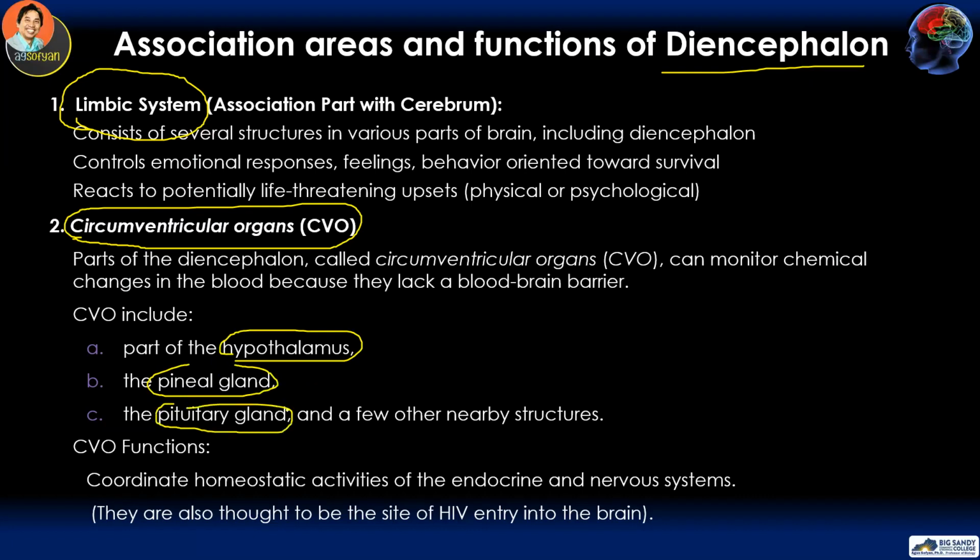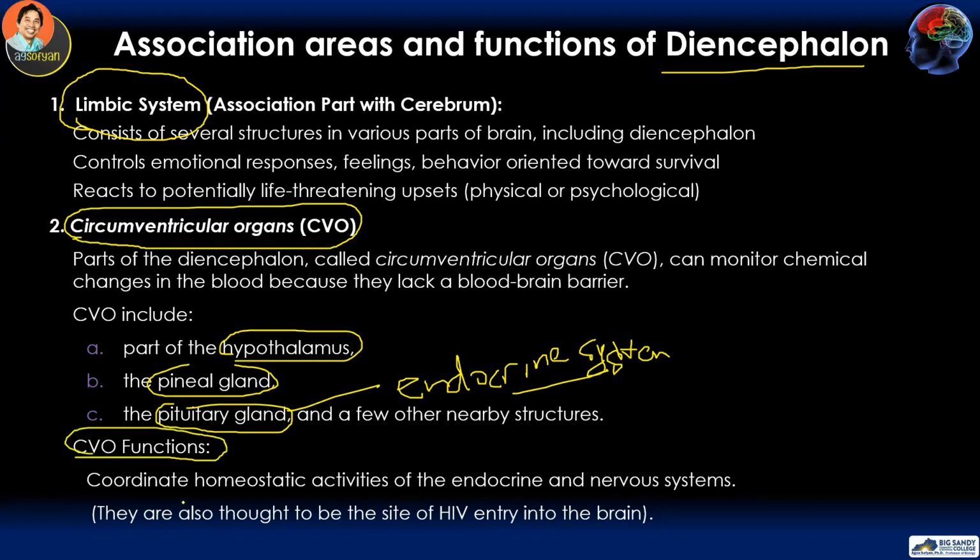The pituitary gland is actually part of the endocrine system, the hormonal system. Okay, so these three organs, hypothalamus, pineal gland, and pituitary gland, make a system called the CVO.